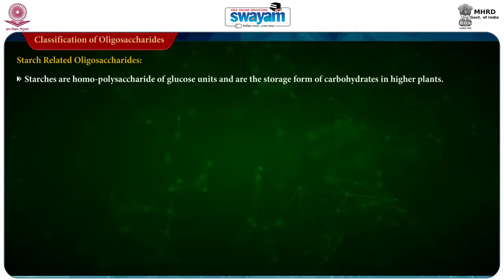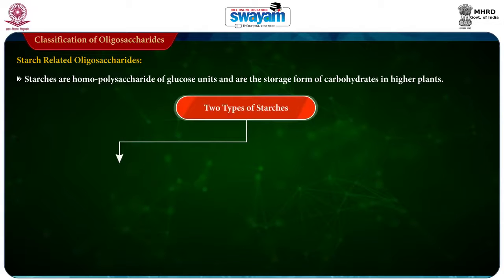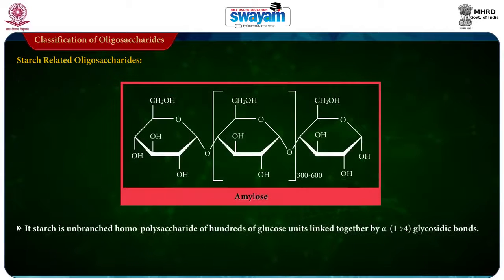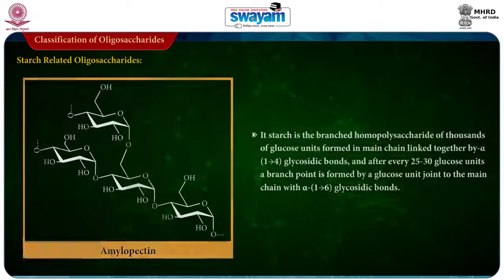The starches are homopolysaccharides of glucose units and are the storage form of carbohydrate in the higher plants. There are two types of starches, amylose and amylopectin. Amylose starch is an unbranched homopolysaccharide of hundreds of glucose units linked together by alpha 1,4 glycosidic bonds.